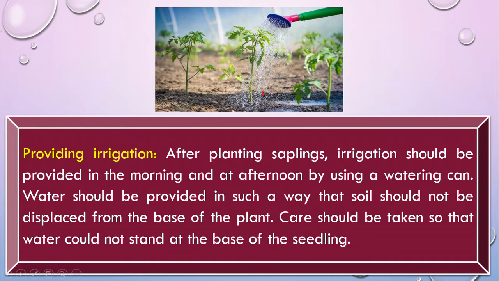Then provide light irrigation with a water can if possible, or you can use another source for irrigation. Do not provide lots of water, just provide water after planting the seedlings or saplings, in the morning and in the afternoon using a water can. Water should be provided in such a way that soil is not displaced from the base of the plant.